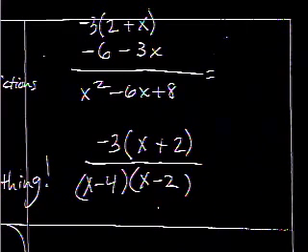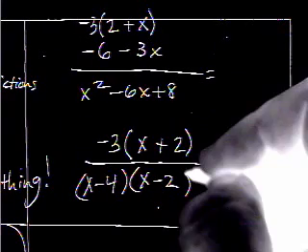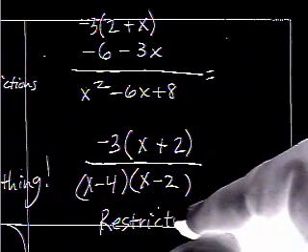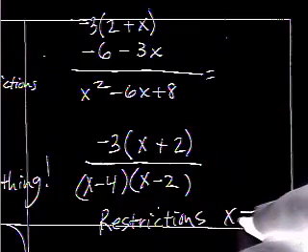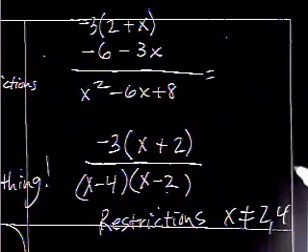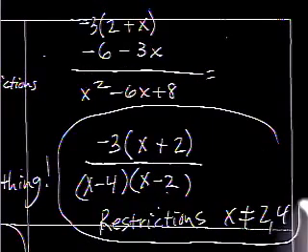Well, take a look at it. Nothing cancels out. There are no factors that cancel out in this entire thing. So I can go straight to my restrictions. X cannot equal 2 and 4. Those are the restrictions.